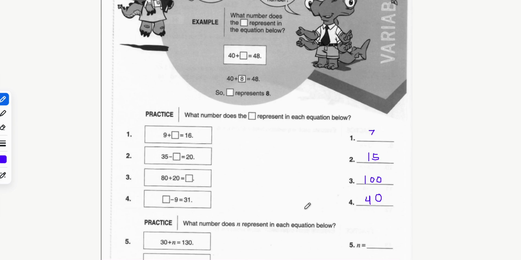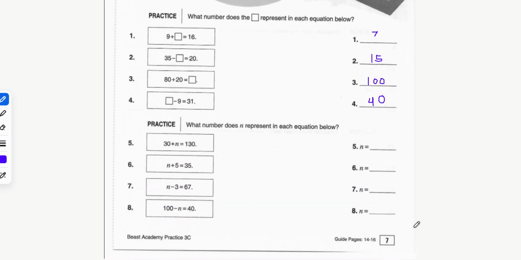Next, what number does n represent in each equation below? 30 plus n equals 130. So n will be 130 minus 30, which is 100. n plus 5 equals 35. So 35 minus 5 equals 30.